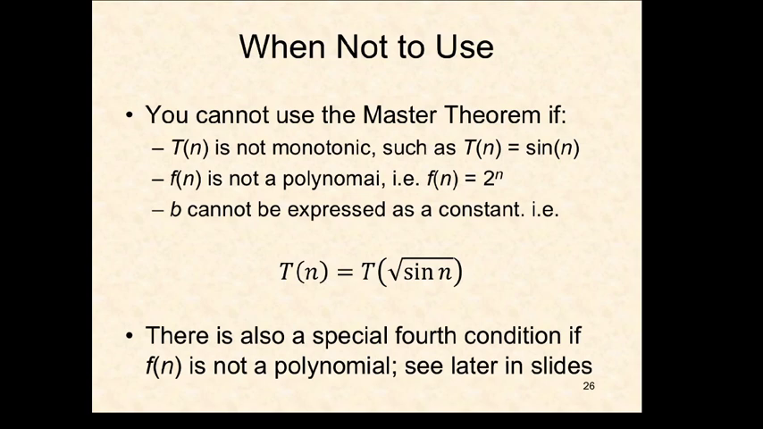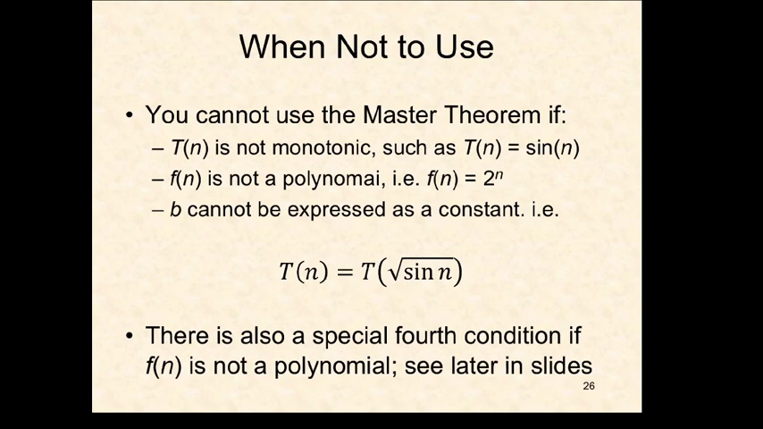Okay, so when don't we use the master theorem? We can't use the master theorem if T of n is not monotonic. If the time function goes down at any point, such as a sine, we break the rule about monotonically increasing, so we can't use the master theorem. If f of n is, say, exponential, doesn't fit a polynomial, we can't do it.